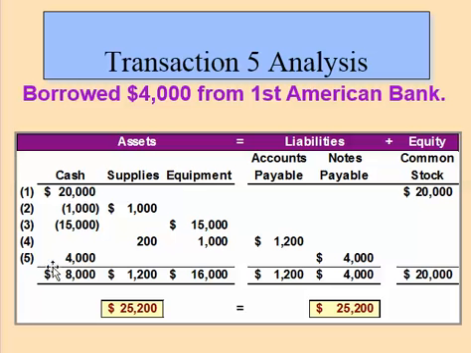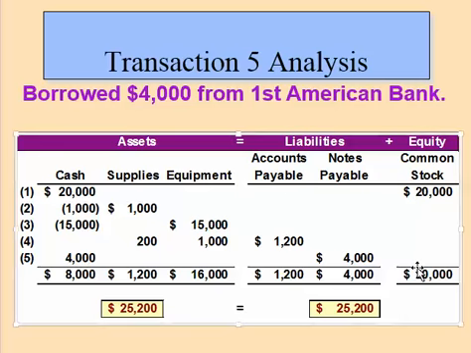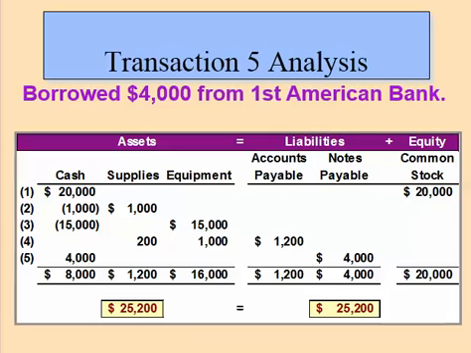So you can see here now my cash went up $4,000. That's good because we were getting a little low. And my liabilities, now I have two kinds of liabilities, accounts payable and notes payable, have both gone up. And then my common stock is still staying there. But my accounting equation stays in balance. So it looks like we're doing a good job keeping everything in balance.